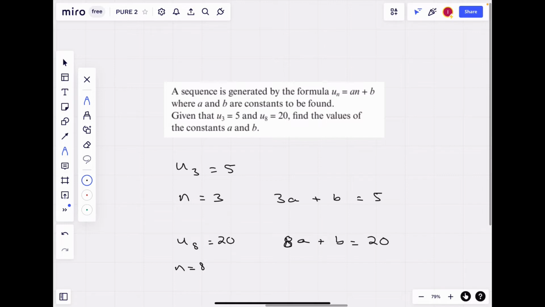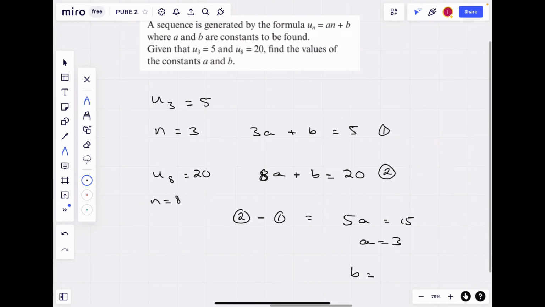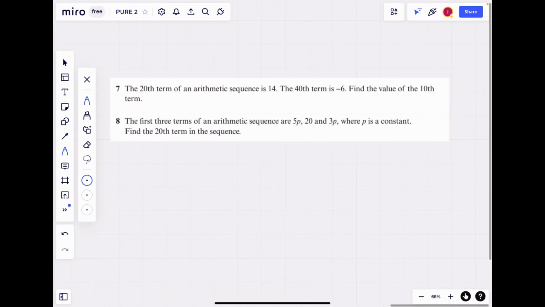What you've now got is a simultaneous equation. And now it's just a matter of solving it. So if you minus 1 from 2, you end up with 5a equals 15, so a equals 3. And when a equals 3, you sub it in, b gets minus 4. That is the basics of arithmetic sequences. Can you try question 7 and question 8 for me, please?